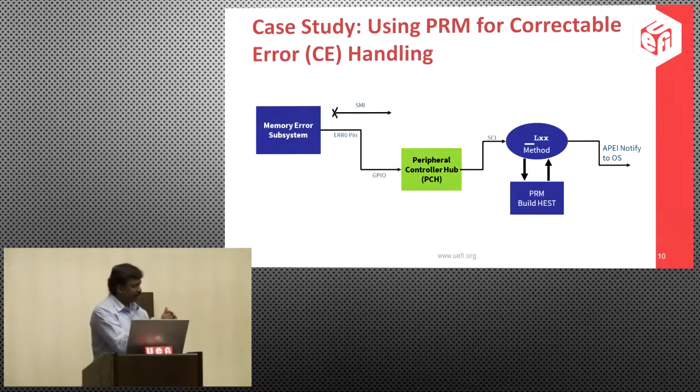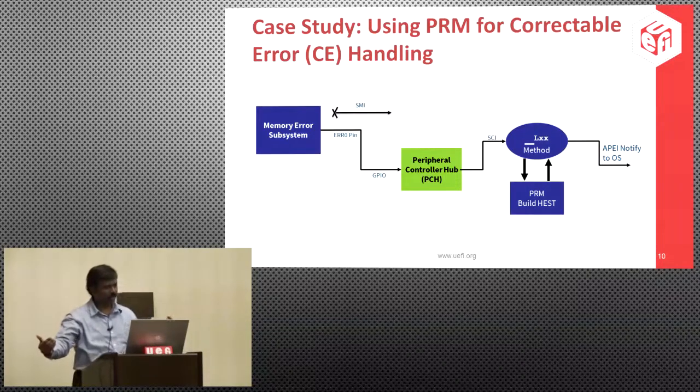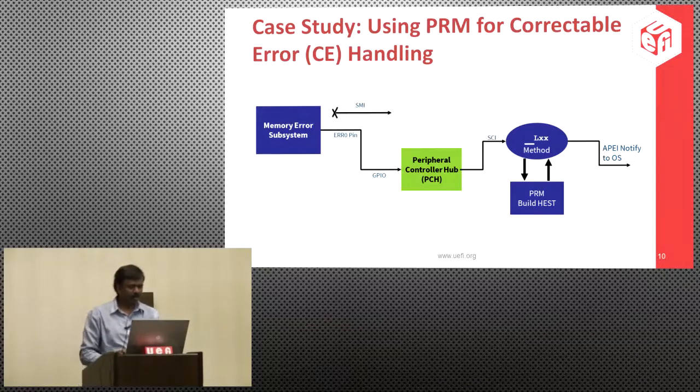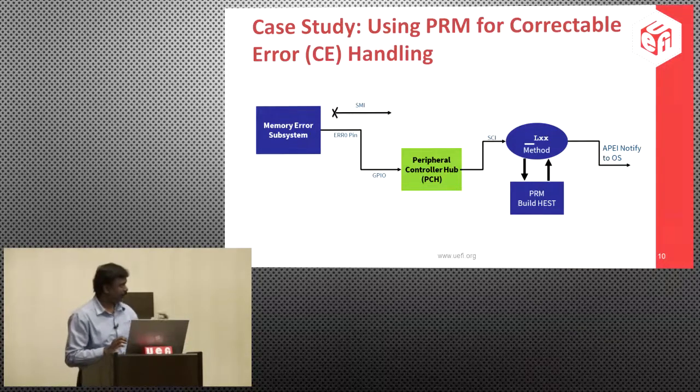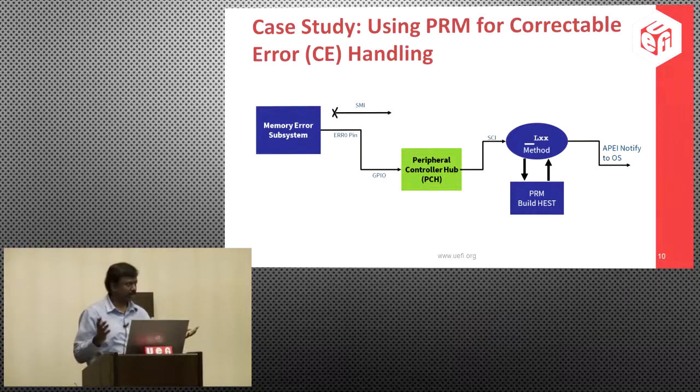Now, from the ACPI context, I can invoke the PRM mechanism to build the HEST table and surface it to the operating system. So what I'm showing here is I'm cutting off SMI generation, and instead I'm firing a GPIO which goes to the PCH. And I can program the PCH to fire an SCI, and SCI will land me in an ACPI method, and from there I'm invoking the PRM handler. It's going to build the HEST table for me.